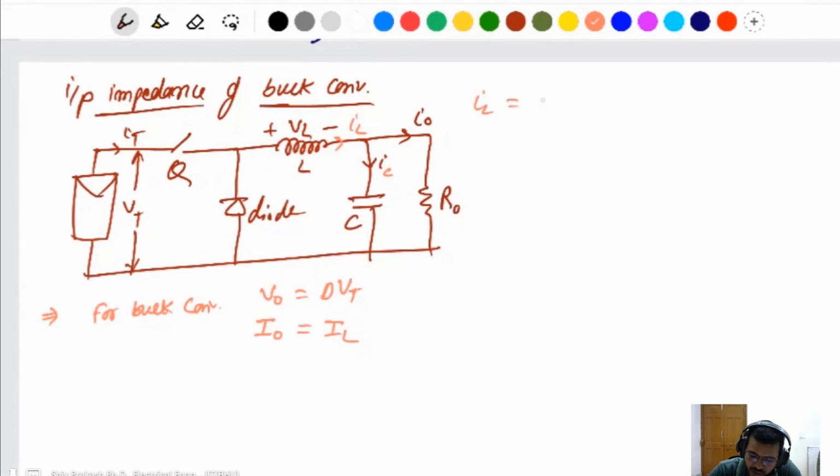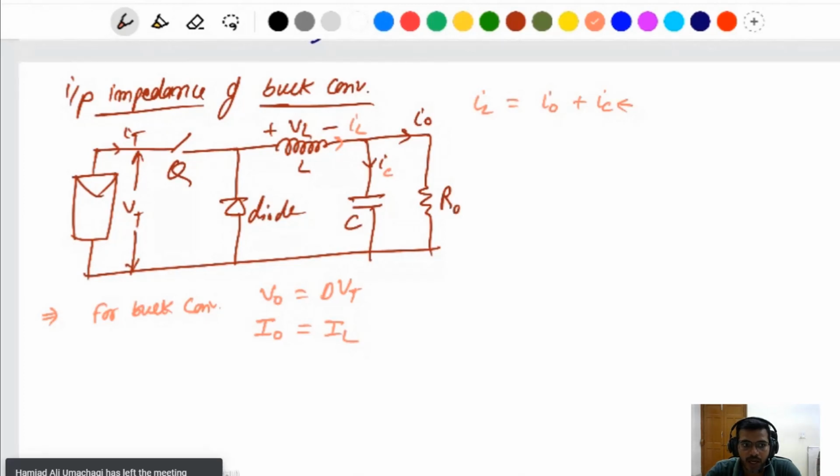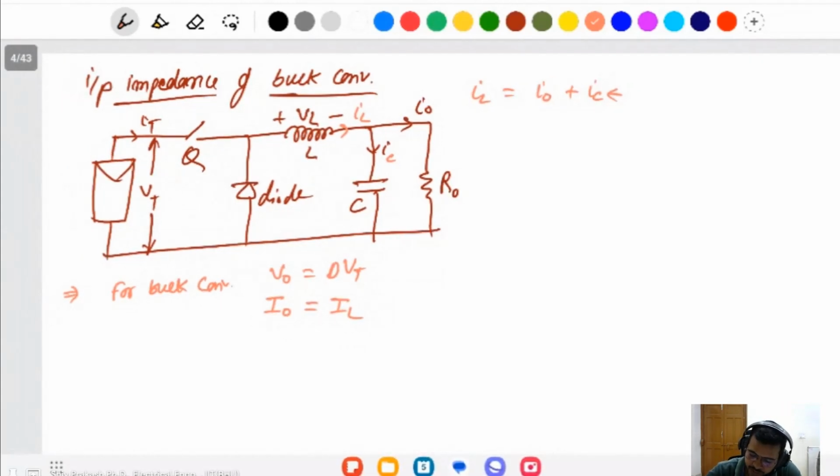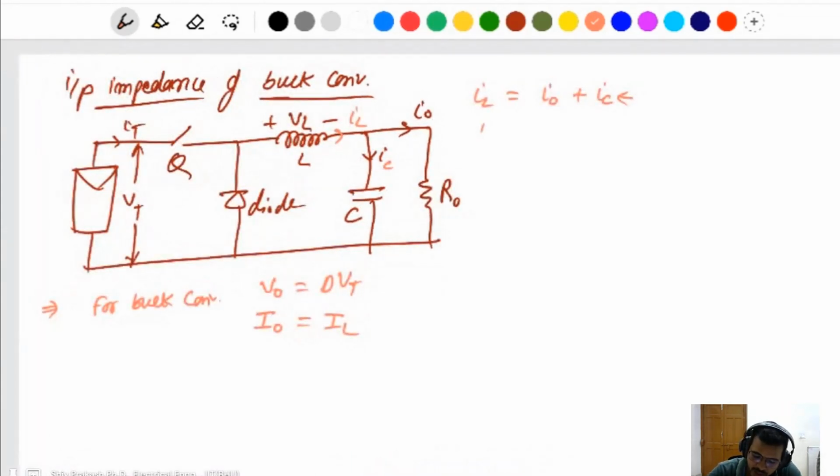IL is equal to I naught plus IC, the capacitor current. But the average of the capacitor current will be 0 by the current second balance equation. The average voltage of the inductor will be 0 and the average current of the capacitor will be 0. That's why, taking the average, written in capital letters, this will be 0. That's why IL is equal to I naught.